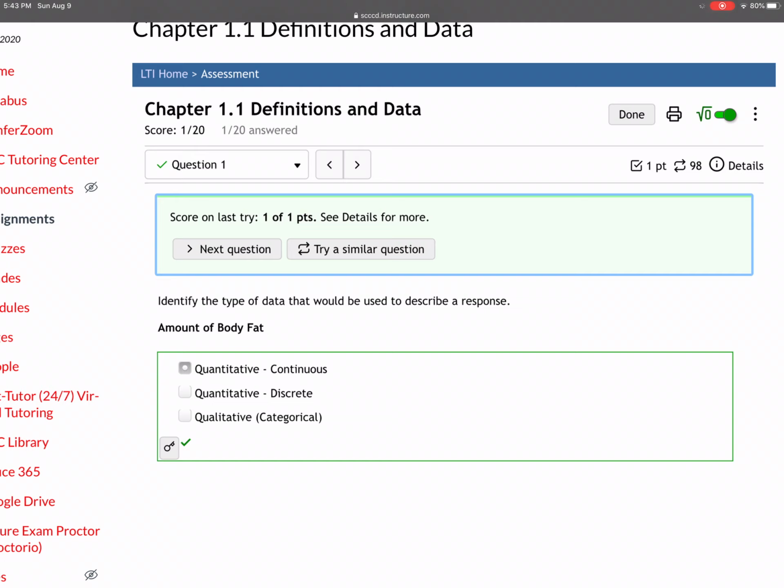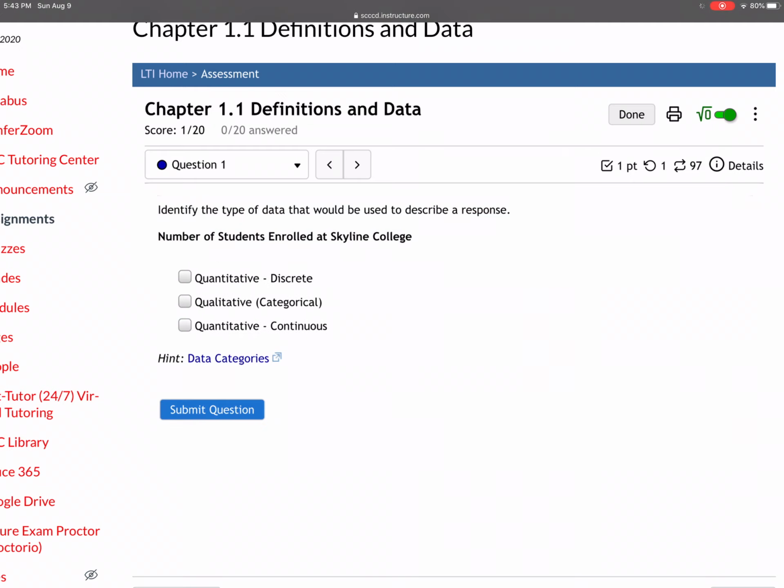What if, though, after getting it right, you think, you know what? I'm not sure I've really got this concept. I want to try some more. Oh, but I don't want to wreck my score. It won't wreck your score. Watch. If I go try a similar question, like that, it makes a new one.